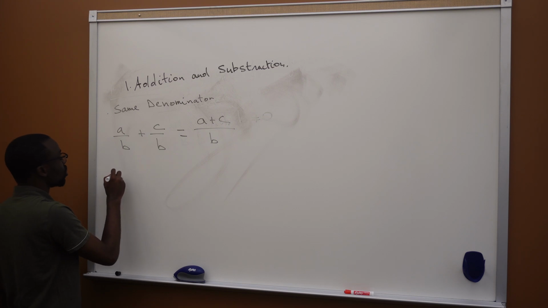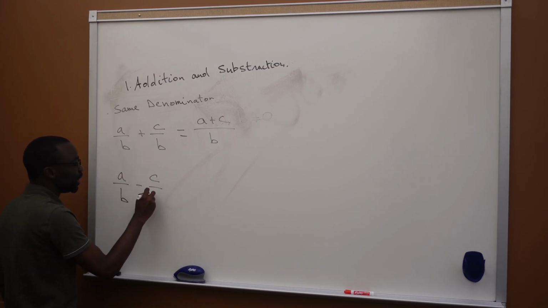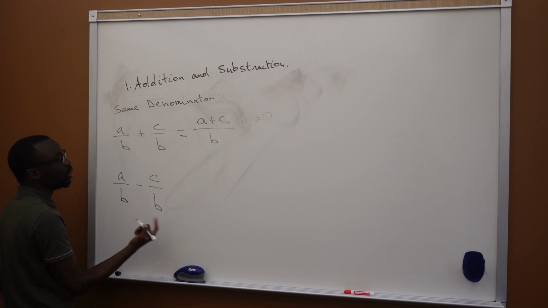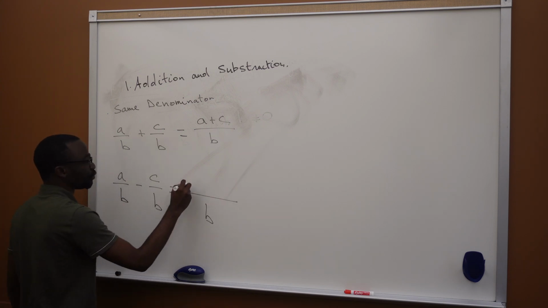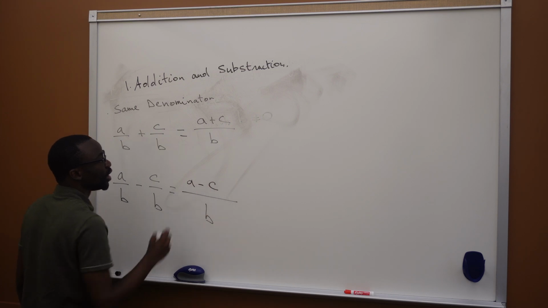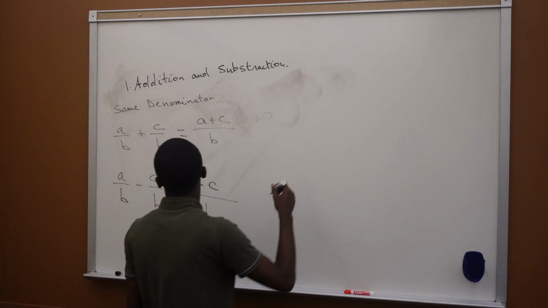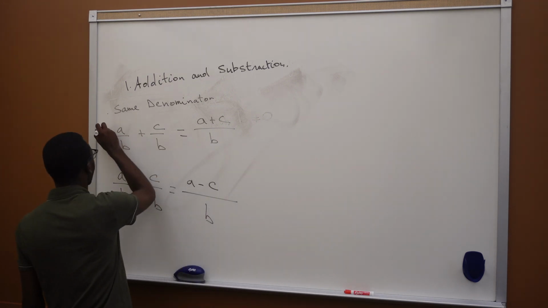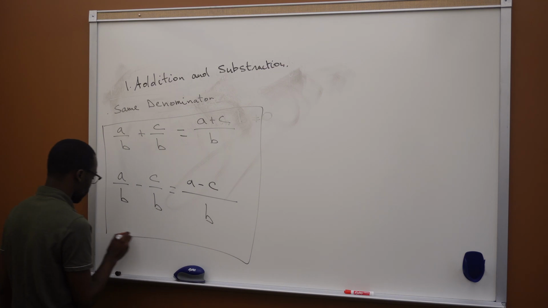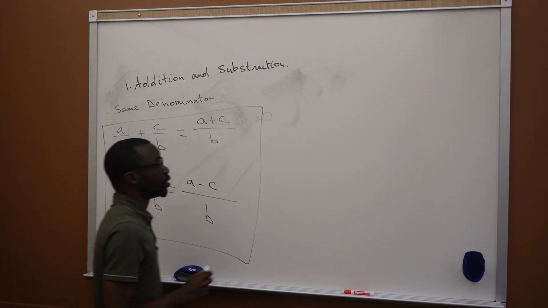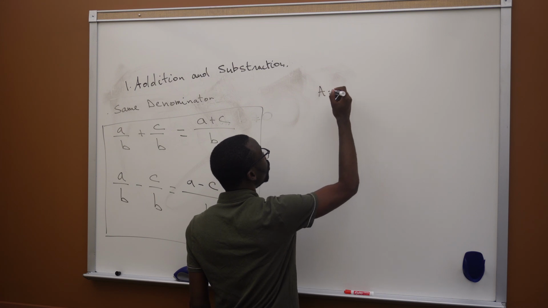Same thing for subtraction. I have two fractions. They have the same denominator, which is b. I keep the denominator the same, and I subtract the top. Let's do some examples. Let me circle it, since these are the rules that I'm using. Let's say I want to evaluate these fractions.